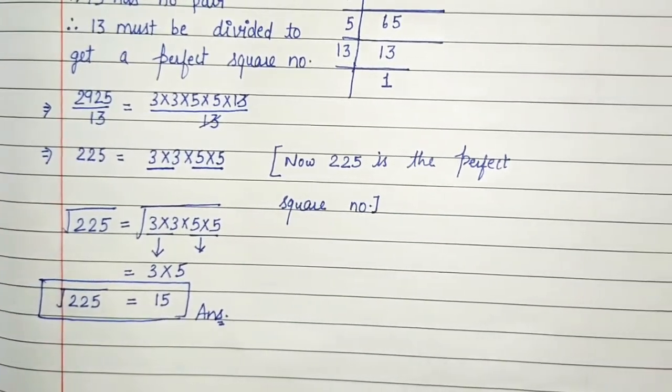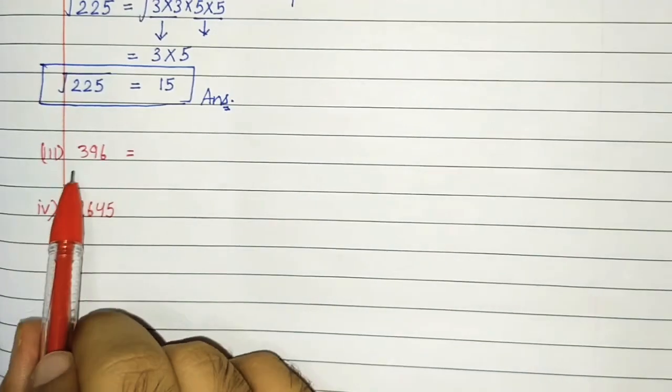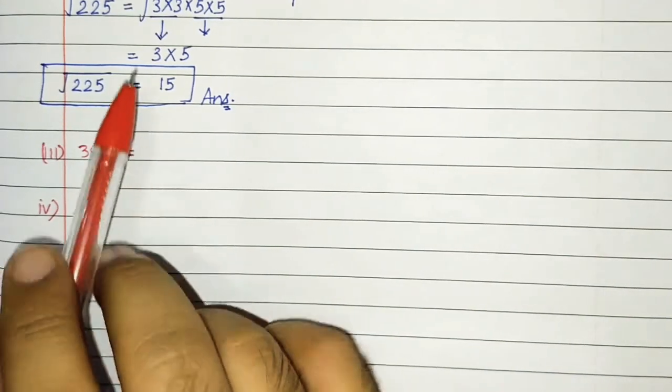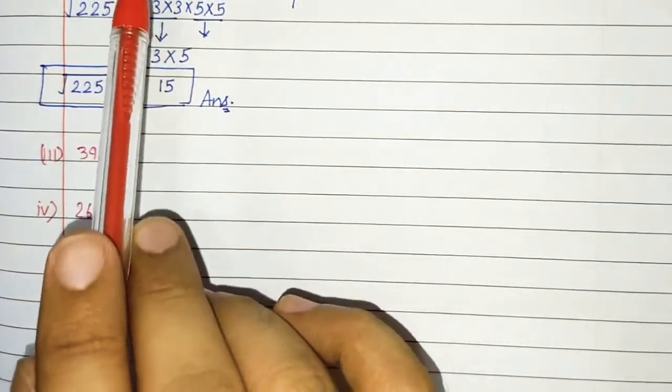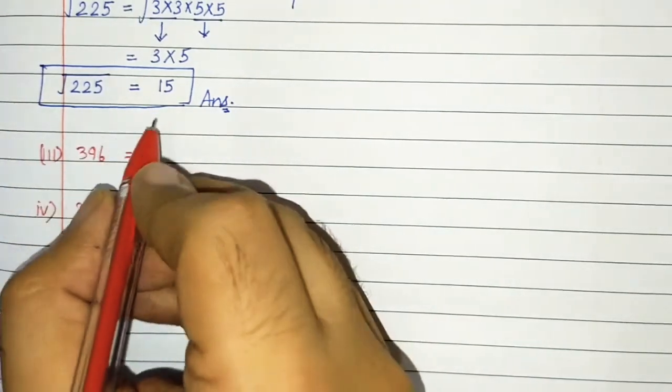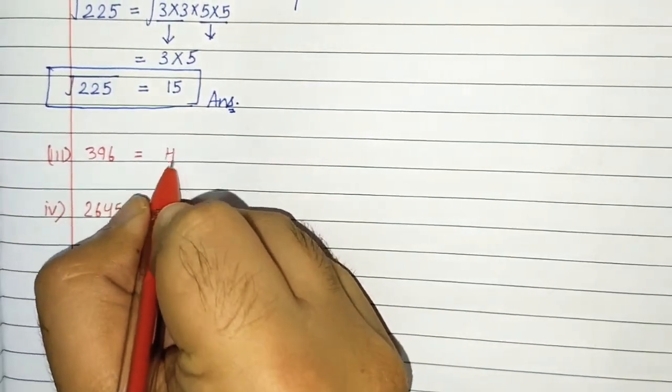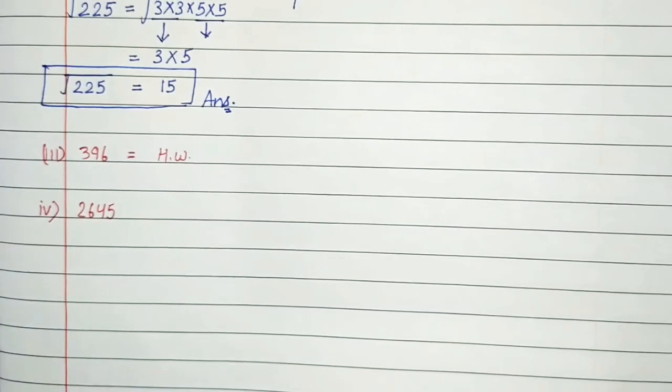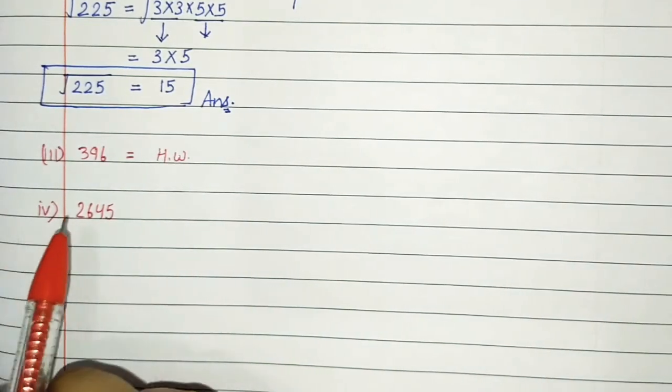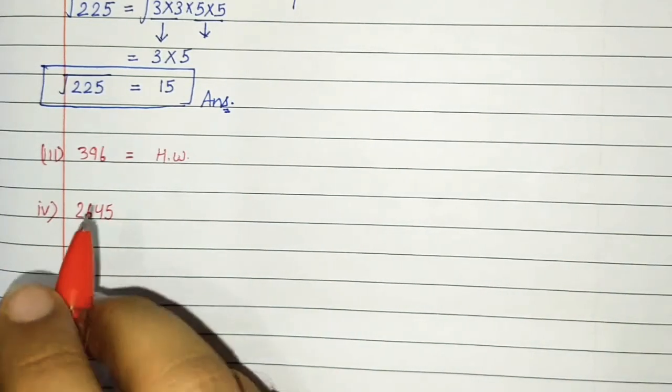Now move to the third part. Third part is 396. This is the same as we have done part number 1 and part number 2. So you can try yourself. This is your homework. Okay. Now move to the fourth part. 2645.